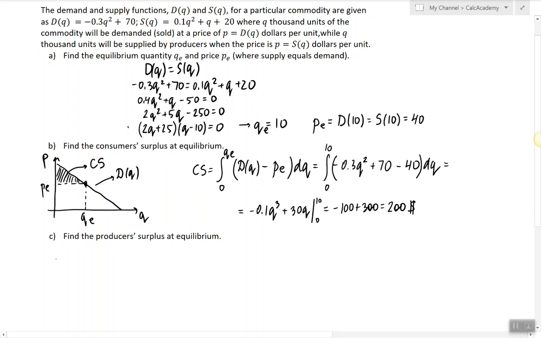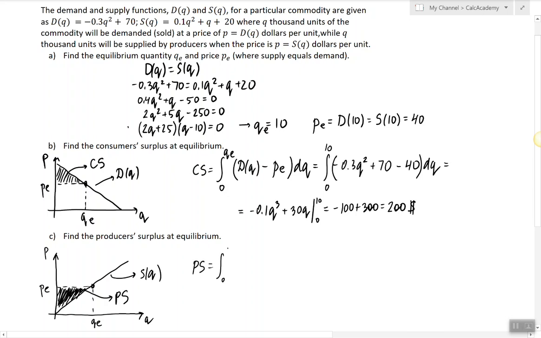Now to find the producer surplus, we're going to consider the suppliers or supply curve, and we define the producer surplus to be this area. Therefore, to find it, we can set up this integral from 0 to QE of PE minus S of q dq. So the answer would be the integral from 0 to 10.